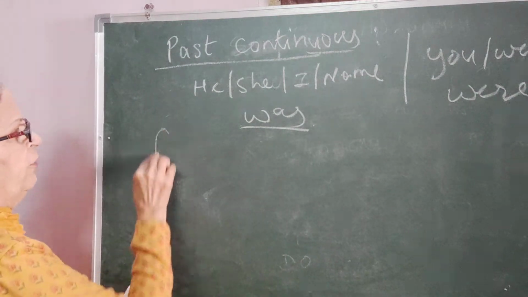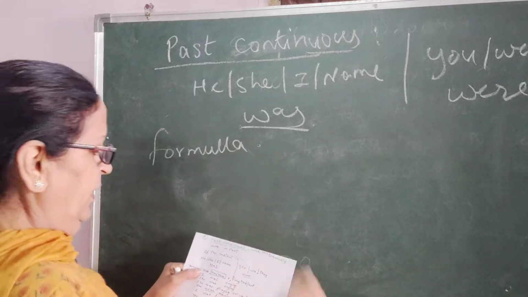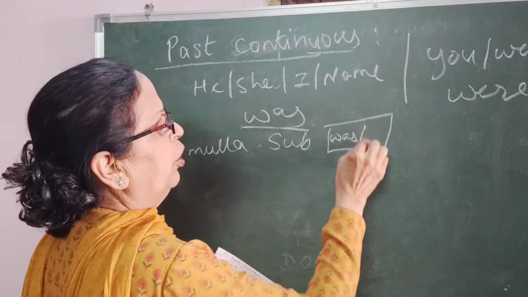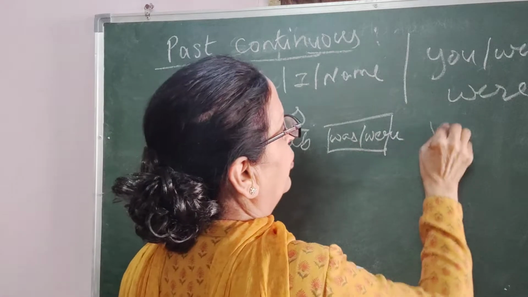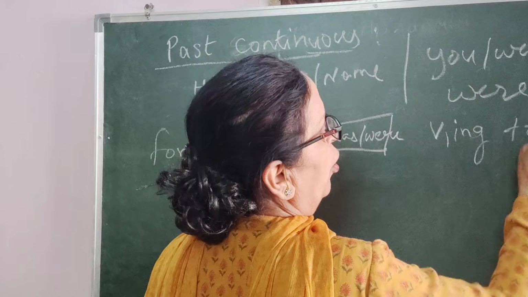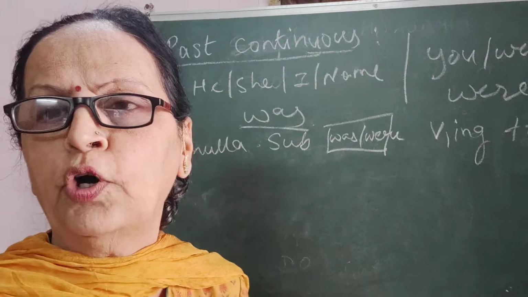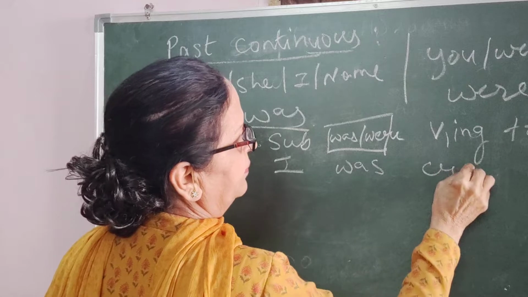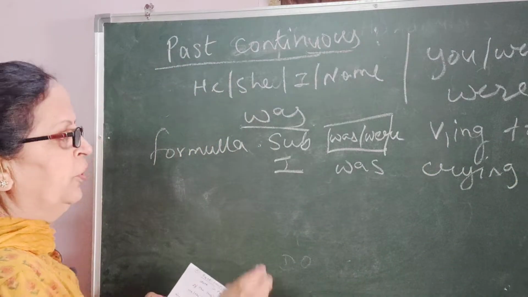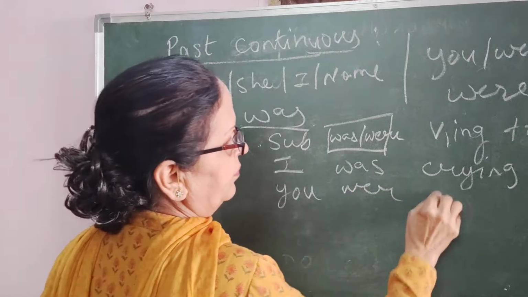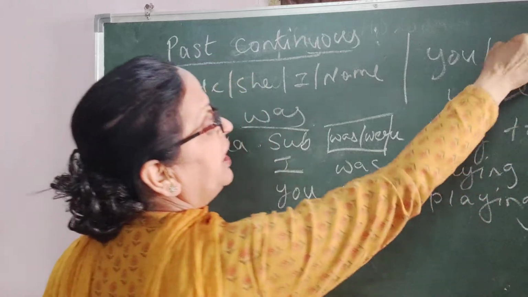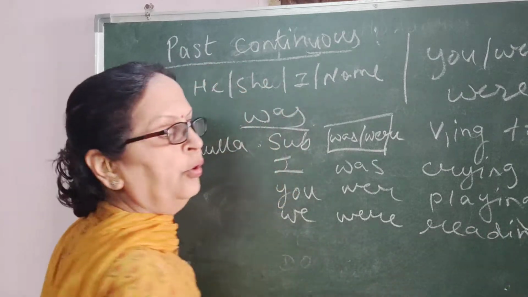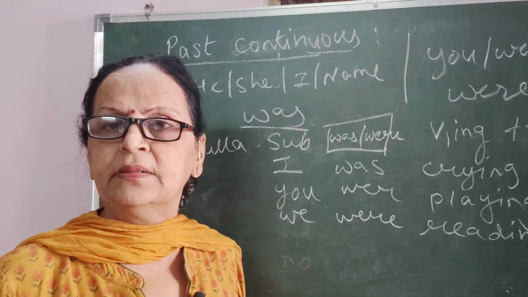Right? So, understood the formula? You make it and show me. Tell me what is the formula. Very good. Subject, then helping verb was or were, and then you have got verb 1 with ing and the object. Let us make some sentences for this continuous tense. I was crying. You were playing. We were reading. Randomly make anything. Try to practice on your own. As you practice more and more, you will understand all the tenses very easy.